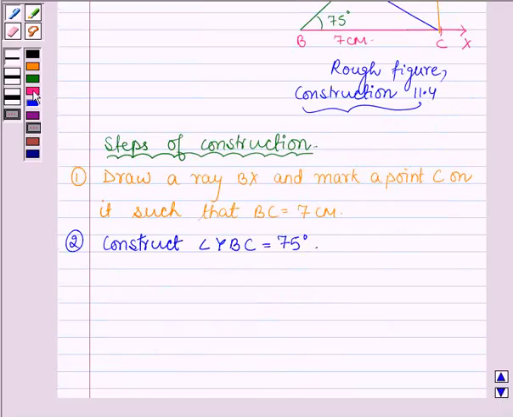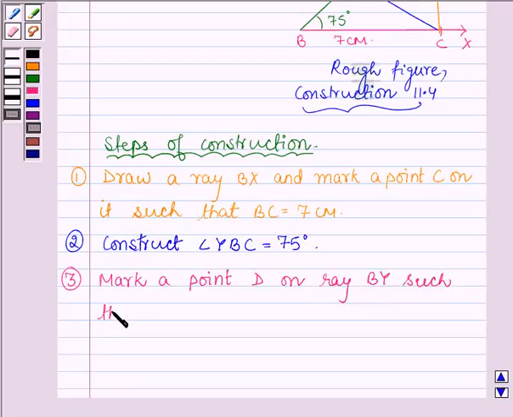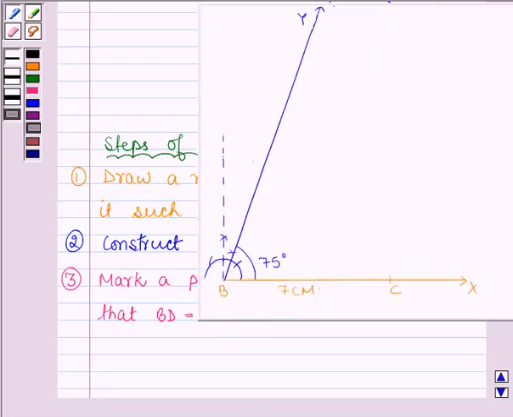Now in the third step, we shall mark a point D on the ray BY such that BD is equal to the sum of other two sides, that is 13 cm. Thus, this is a point D such that BD is equal to the sum of other two sides, that is 13 cm.